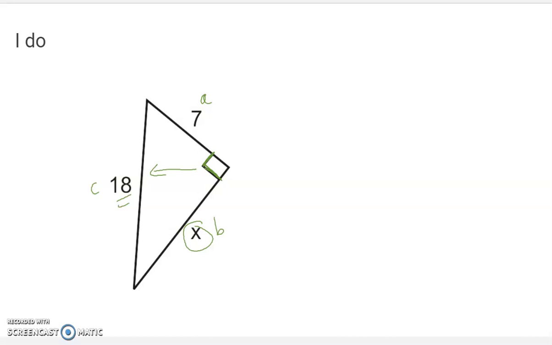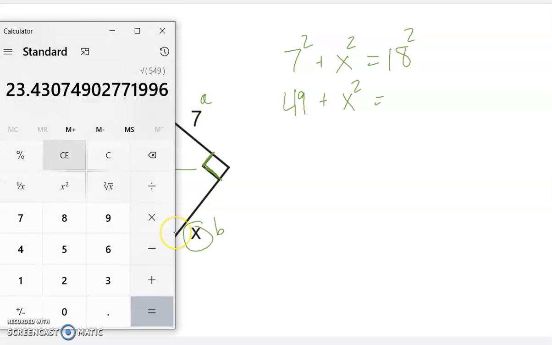7 squared plus whatever that is squared will equal 18 squared. So I'm just missing something different. Usually I'm missing this. Today I'm missing this. My variable, my unknown, is there. Let's deal with some exponents to make this a little more clear. 7 squared is 49. X squared, we don't know, equals 18 squared, we can figure out.